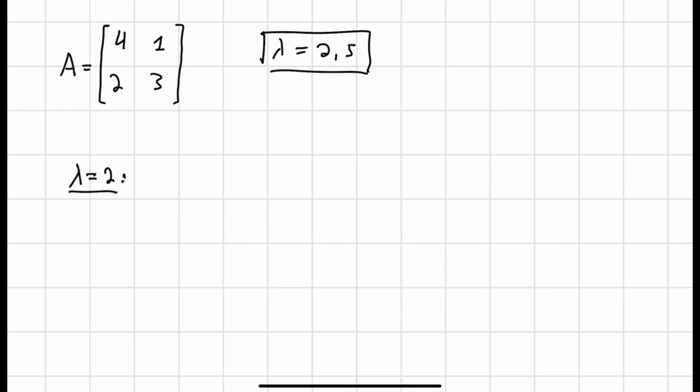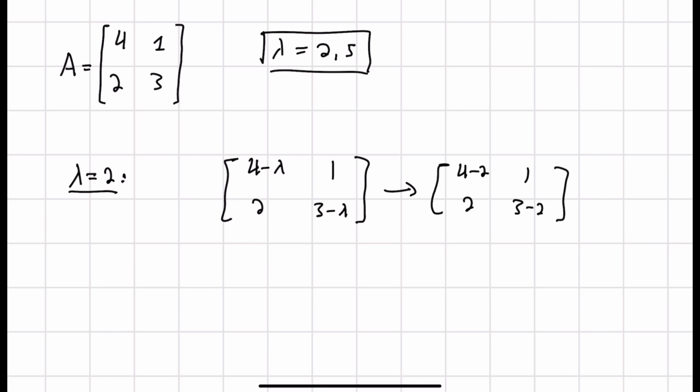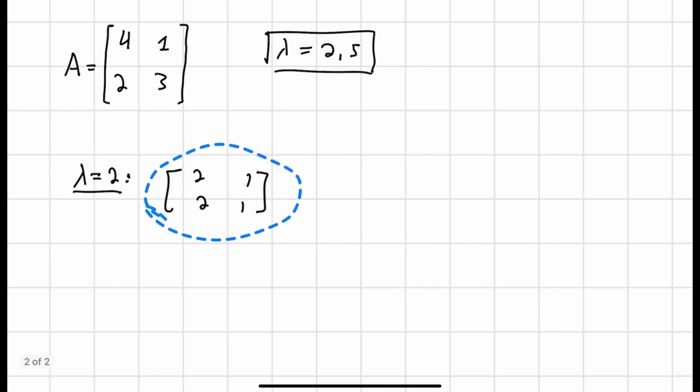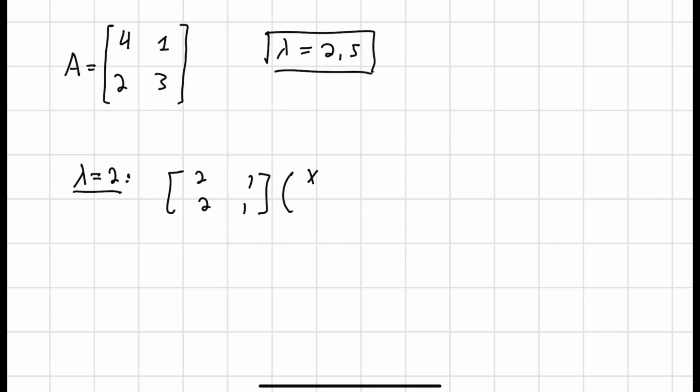So remember this matrix, 4 minus lambda, 1, 2, and 3 minus lambda. So we want to substitute lambda for 2. So this will give us 4 minus 2, 1, 2, and 3 minus 2, which gives the matrix 2, 1, 2, 1. And after we got this matrix, we can move on to the next step, where we multiply this matrix by x and y, and set this equal to 0, 0. And now we can solve for this system of equations.